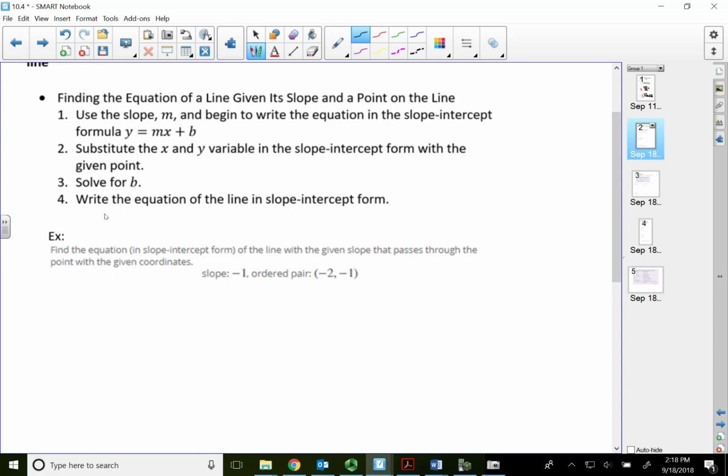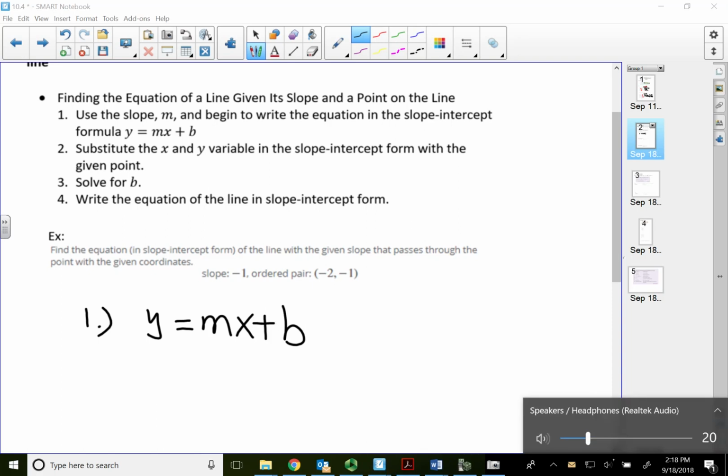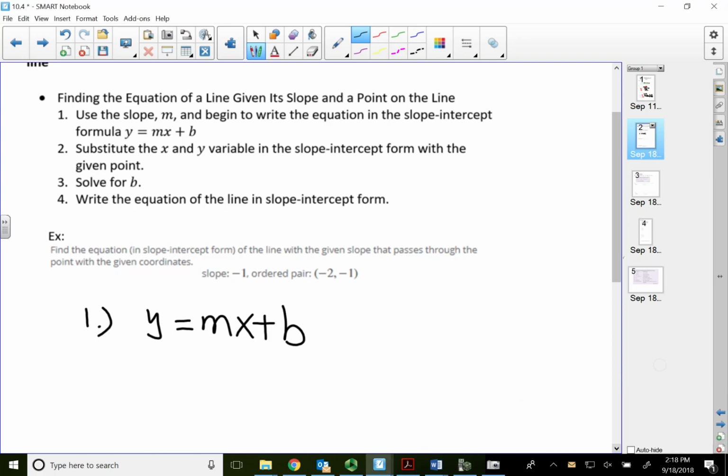First things first, use the slope given to begin to write the slope-intercept form. That will be y equals mx plus b. M is already -1, so that's y equals -1x plus b so far.